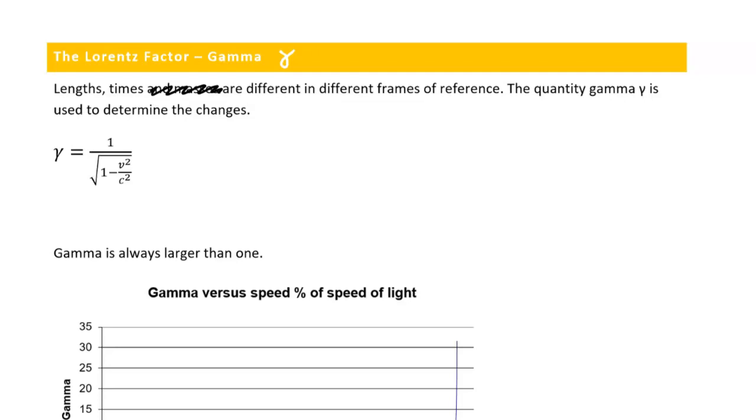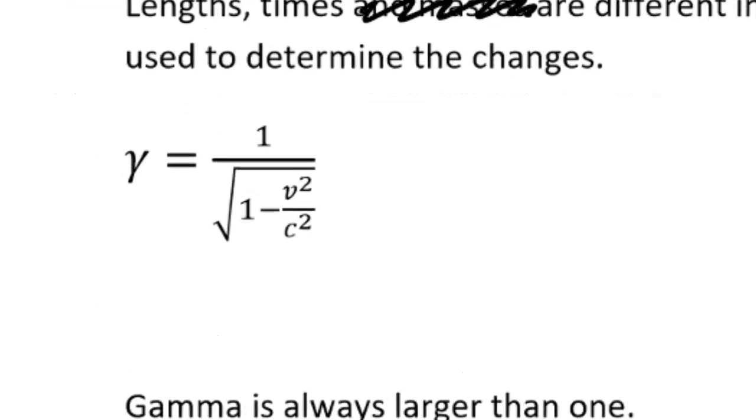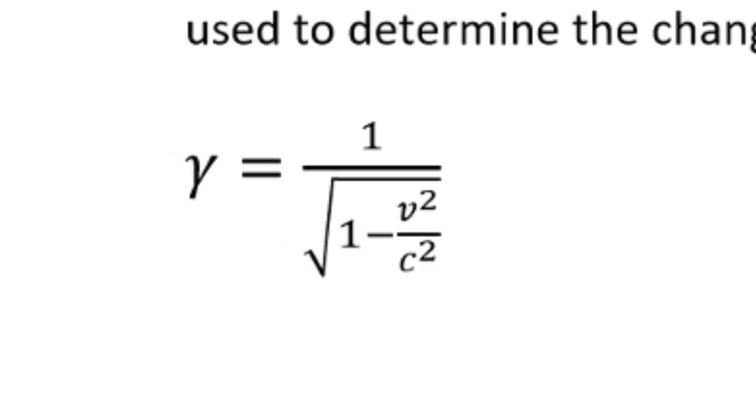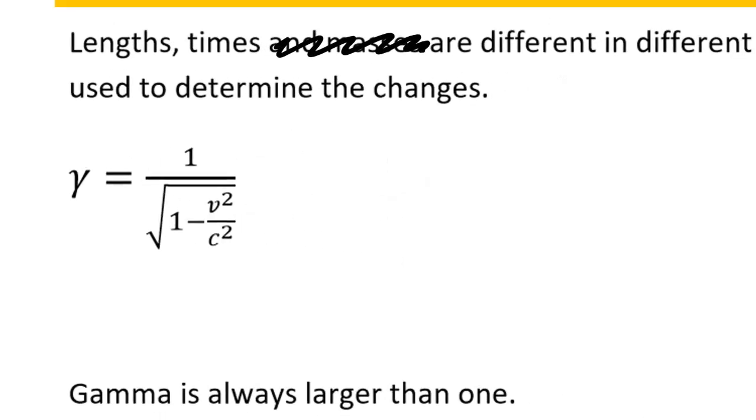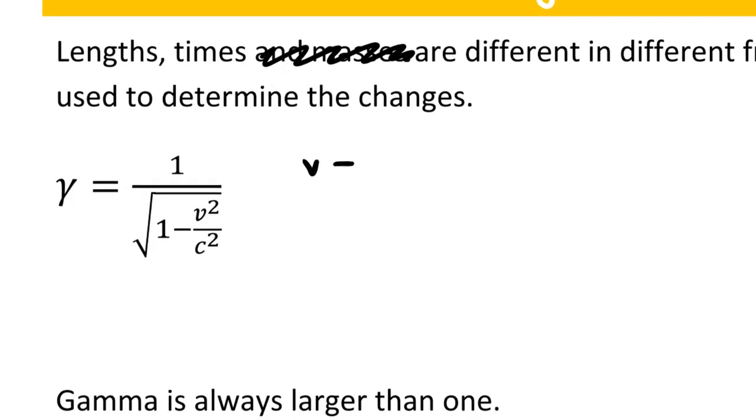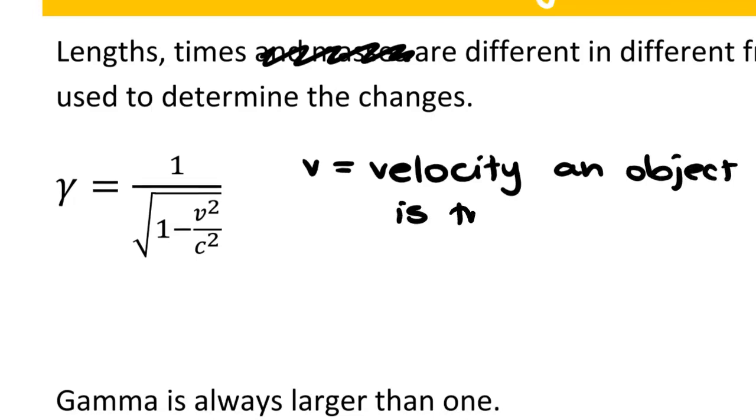So gamma is calculated using this. It is a bit of a fun equation. We've got a fraction and we've got a surd on the bottom and then a fraction within the surd. But basically we're going to be looking at a very important ratio here. So we're going to be talking about v being the velocity an object is traveling. We frequently will be looking at spacecraft, that's the main thing we seem to look at. And c is the speed of light.